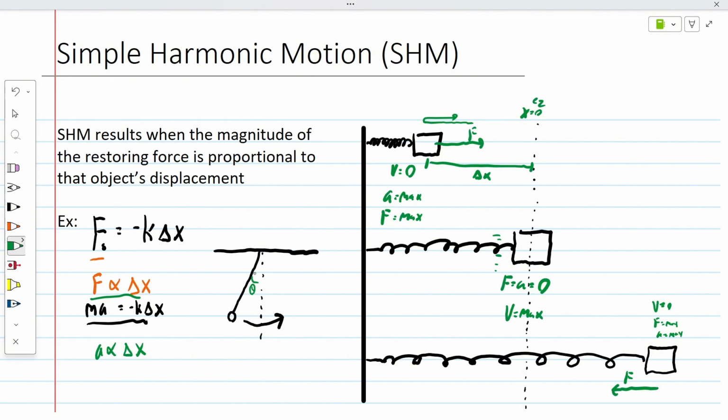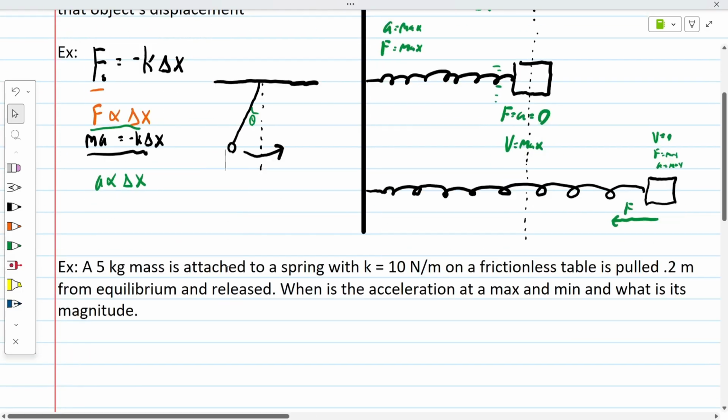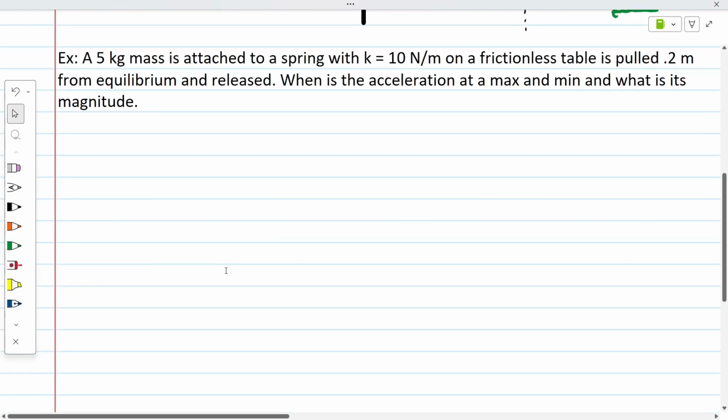But we'll talk more about that in later videos. For now, let's do an example with the springs. Okay, so we have a 5 kilogram mass attached to a spring with this spring constant on a frictionless table, pulled 0.2 meters from equilibrium, then released. Okay, so when is the acceleration at a maximum and a minimum, and what are the magnitudes?